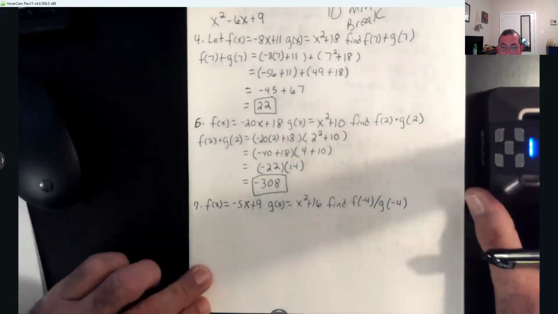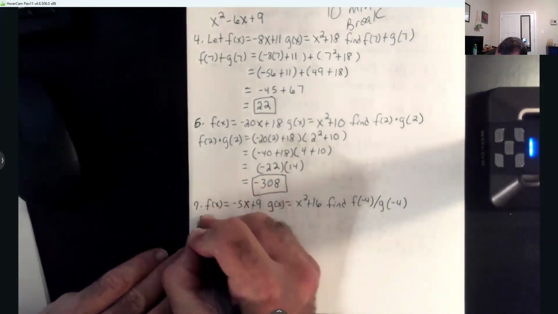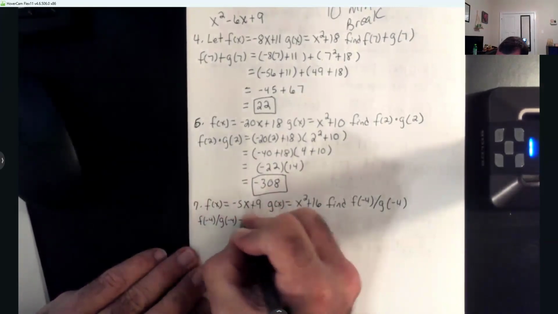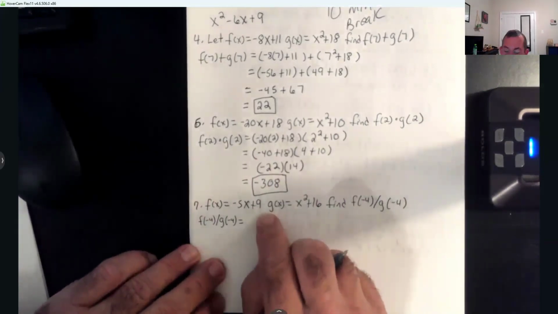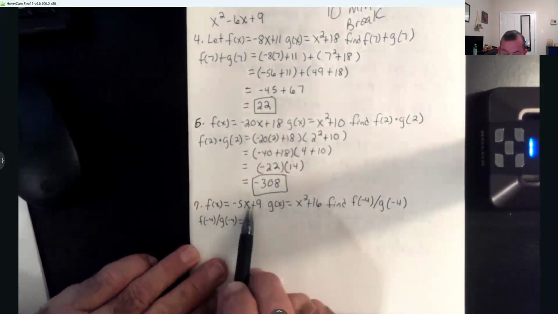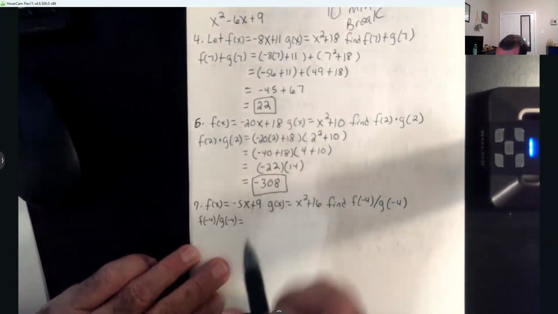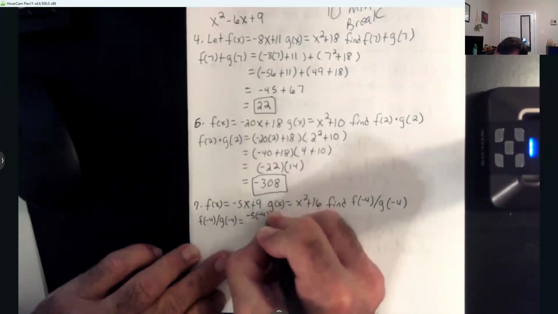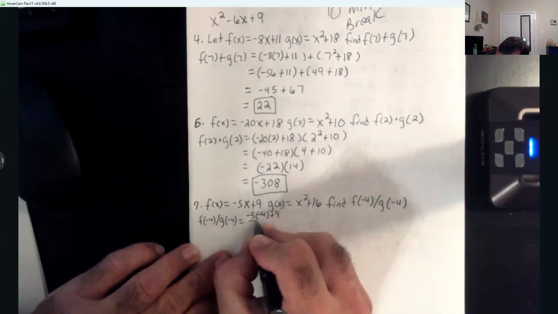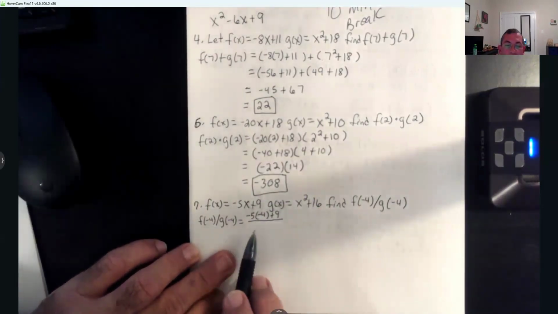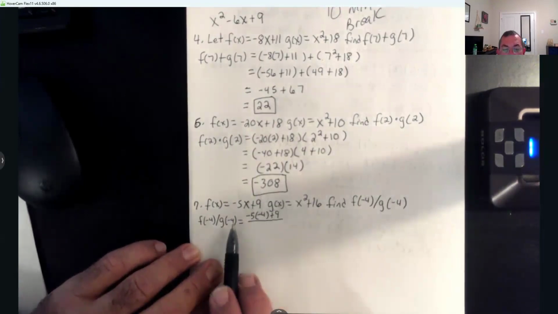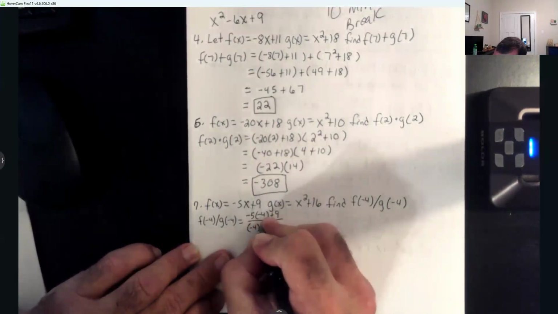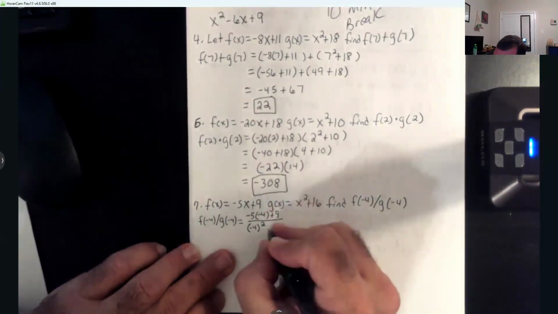Okay, so like I said, a little division going on. So f of negative 4 divided by g of negative 4. Now I'm going to make mine look like a fraction. So my f is on top, but remember I'm putting a negative 4 in for the x. So on top I'll have negative 5 times negative 4 plus 9 over my g. Now, y'all, I'm putting in a negative number for the x, so I'm going to put that negative 4 in parentheses and then add my 16.